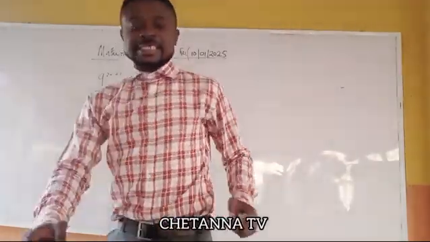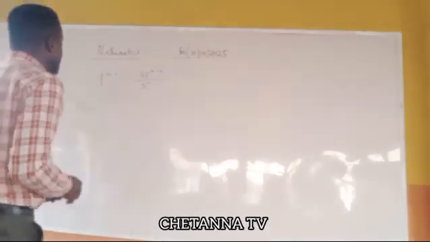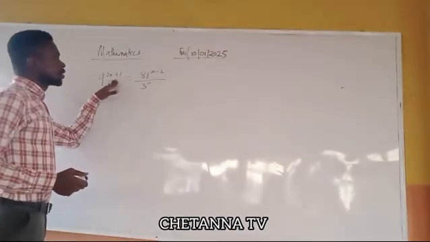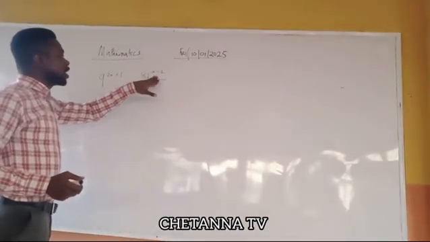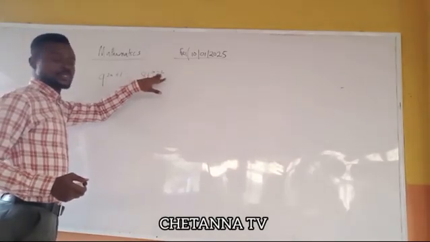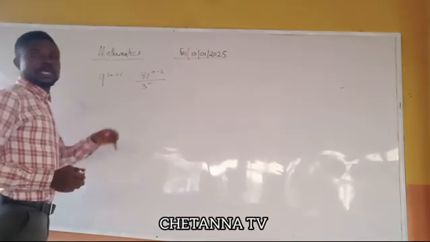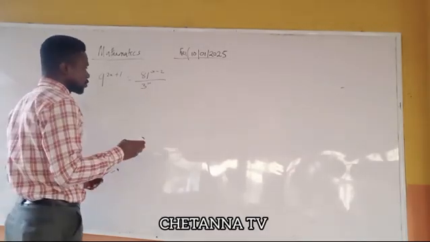The question says: 9 raised to the power 2x plus 1 is equal to 81 raised to the power x minus 2, over 3 raised to the power x. Solution.